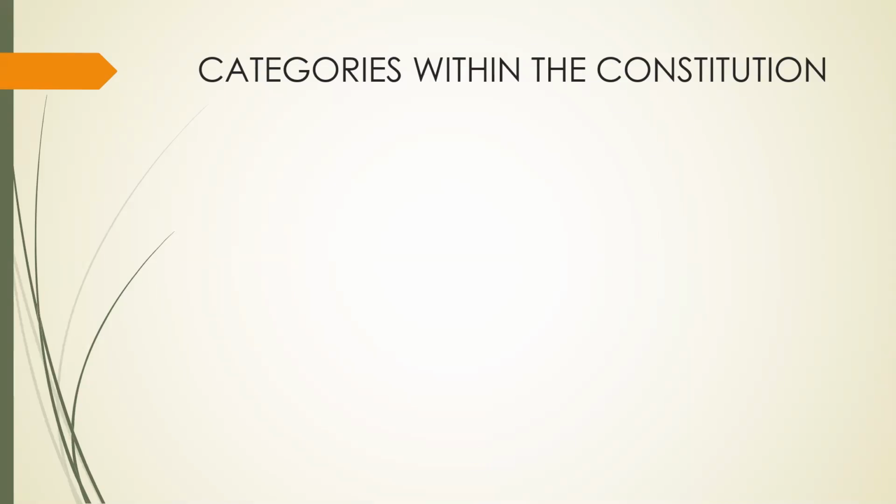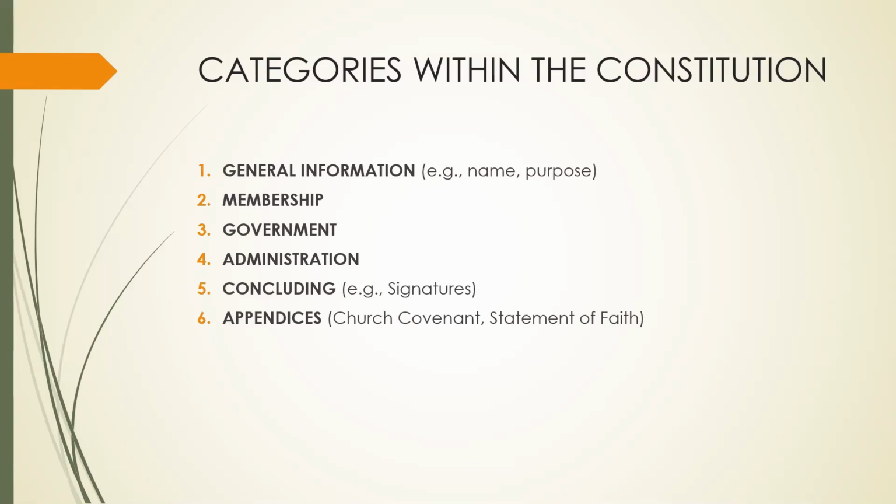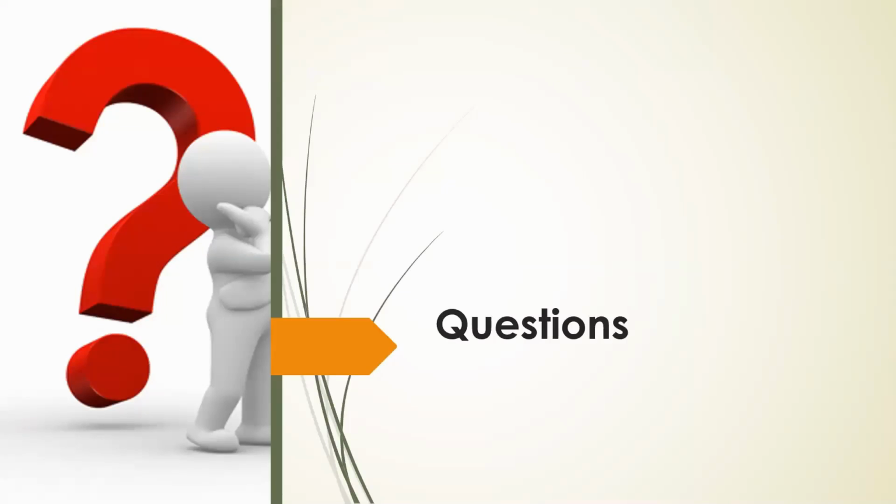Regarding categories within the Constitution, there are 6 basic categories: general information, membership, government, administration. There are some concluding items, and then the appendices where you'll find the church covenant and the statement of faith. That is a basic overview of the structure of the Constitution for Fort William Baptist Church.